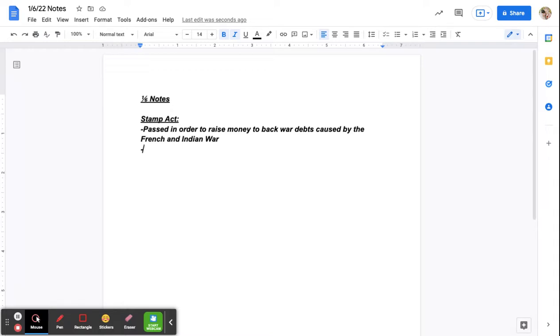So the next line that we're going to put is that the Stamp Act was a tax on anything paper. Okay, so again, that's your playing cards. Okay, that's also going to be marriage licenses. It's going to also include other things such as pamphlets that you might pick up and newspapers. Okay.